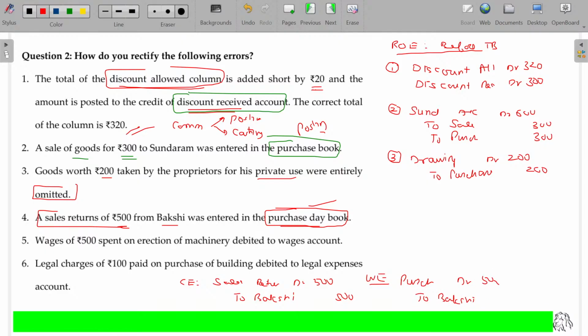The value being 500. On scrutiny between the correct entry and wrong entry, if you find a common name in the same place, it is not a reason for the disagreement. Bakshi in credit side is available for the correct entry as well as wrong entry, so it's not a reason for the error. Now, correct entry should be passed, wrong entry should be reversed. Rather than debit, it should be credited. So, the fourth entry in this case being sales return should be debited, to purchases should be credited. The value being 500.